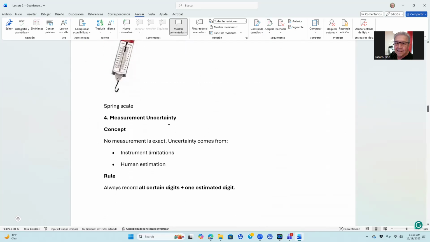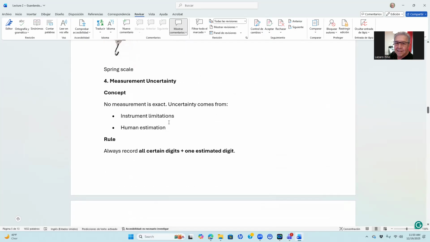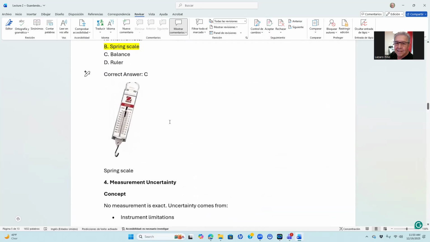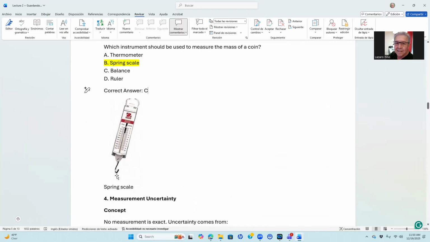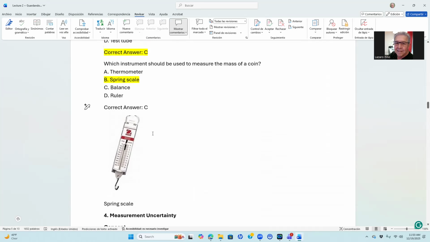Sorry, I made a mistake. The spring scale cannot measure a penny. How are you supposed to put the penny here? Then the correct answer is a balance.